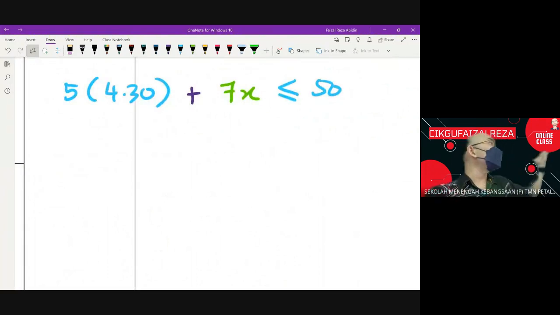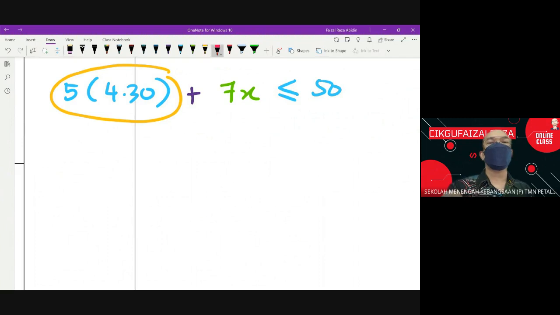If you look over here, you can say he bought 5 bagels with price of 4 ringgit and 30 cents, plus 7 special bagels, but we don't know how many he bought. The price is going to be less than or equal to 50 ringgit. So I'm going to find 5 times 4 ringgit and 30 cents, 21.5, plus 7x less than or equal to 50.